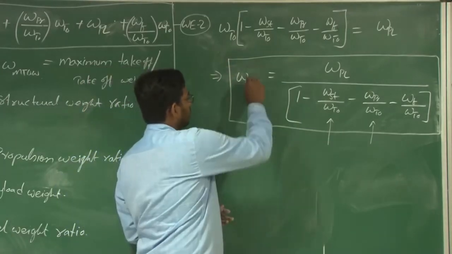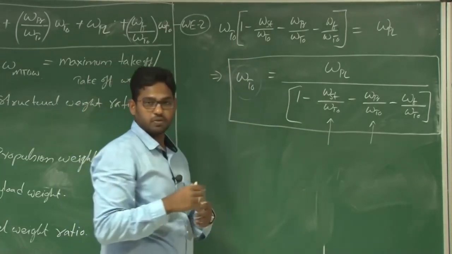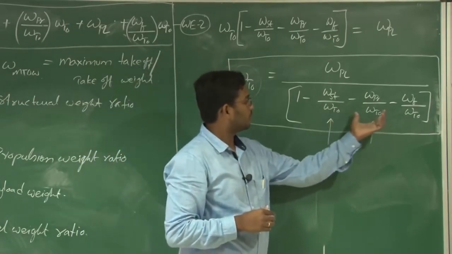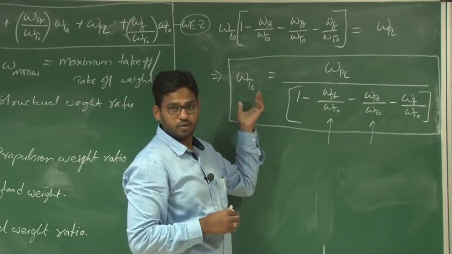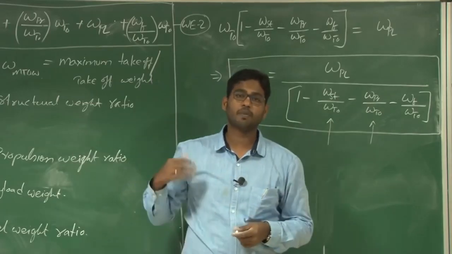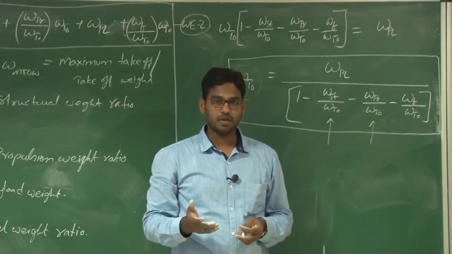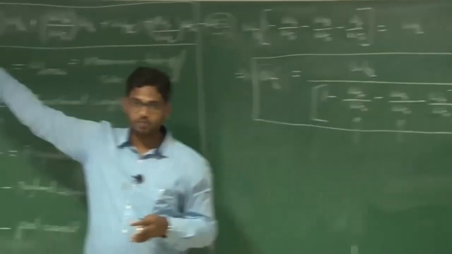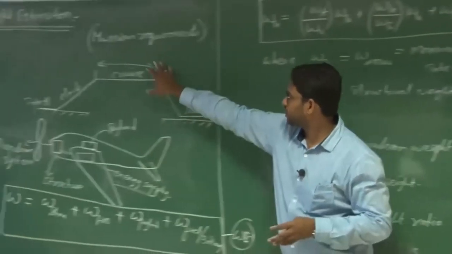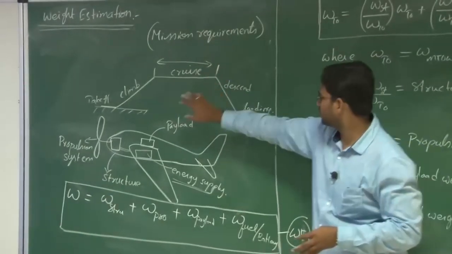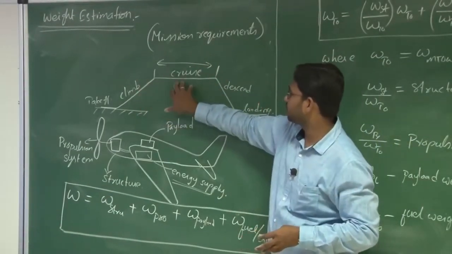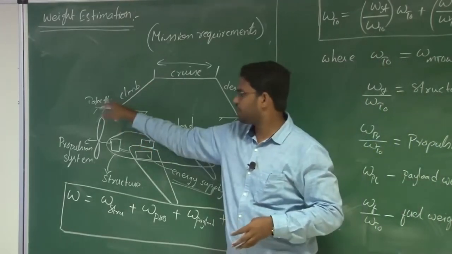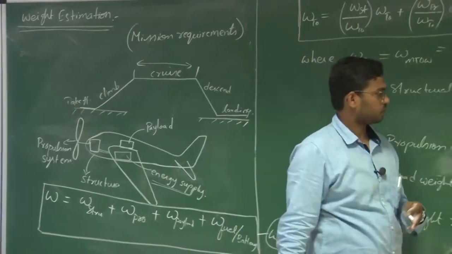Now once you know the takeoff weight for the initial iteration, you will be able to figure out the corresponding power requirement, right? If you know the power requirement for the various phases based upon the mission requirement, in a typical mission, you need to know the power requirement during climb, during cruise, during takeoff, right? Takeoff will be very minimal here anyway, right?